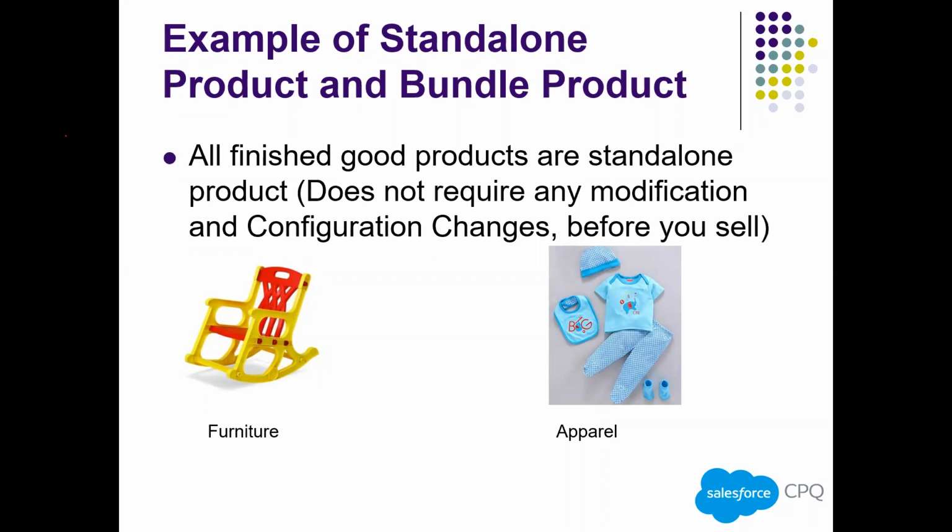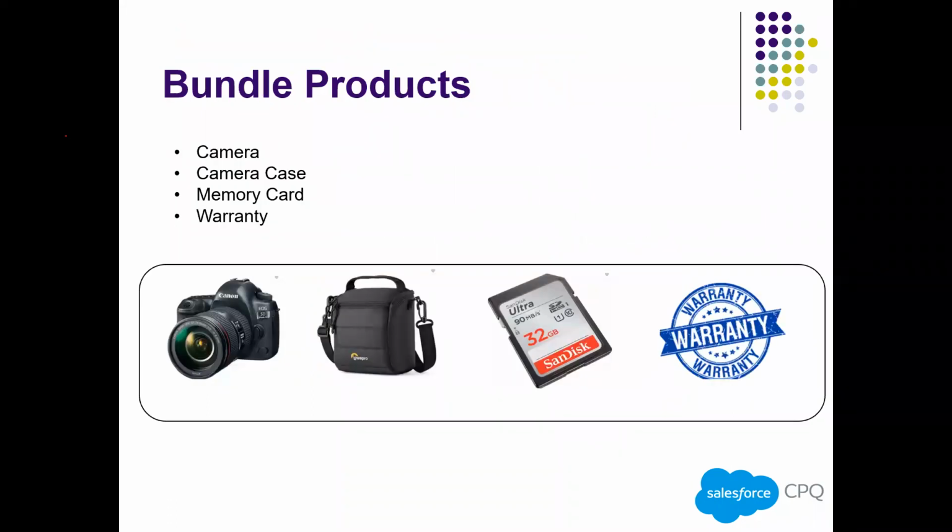Now, if you talk about the bundle product, it comes with packages. It's a combination of 3 or 4 components. I'm giving one example here. If you see, I have a camera. With the camera, I also have one package product called camera case. Then we have a memory card, and then we have a warranty. So all these 4 components come under one bundle called camera bundle. This camera bundle totally contains these 4 products altogether.